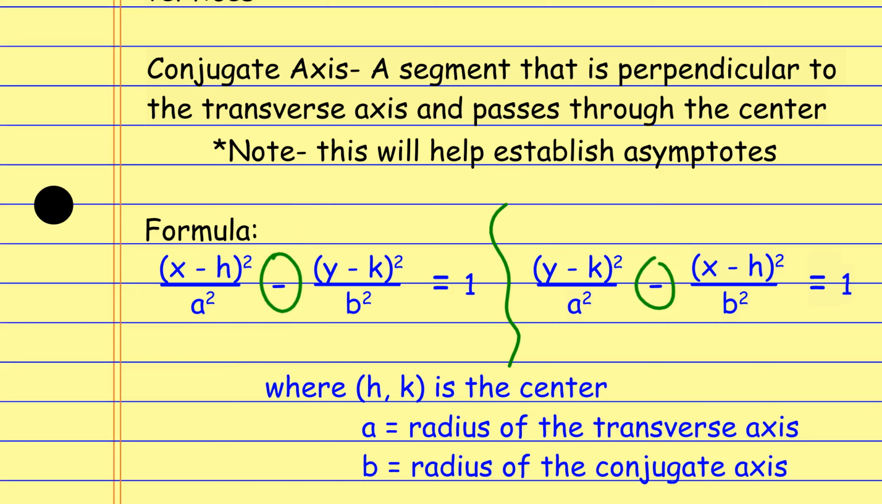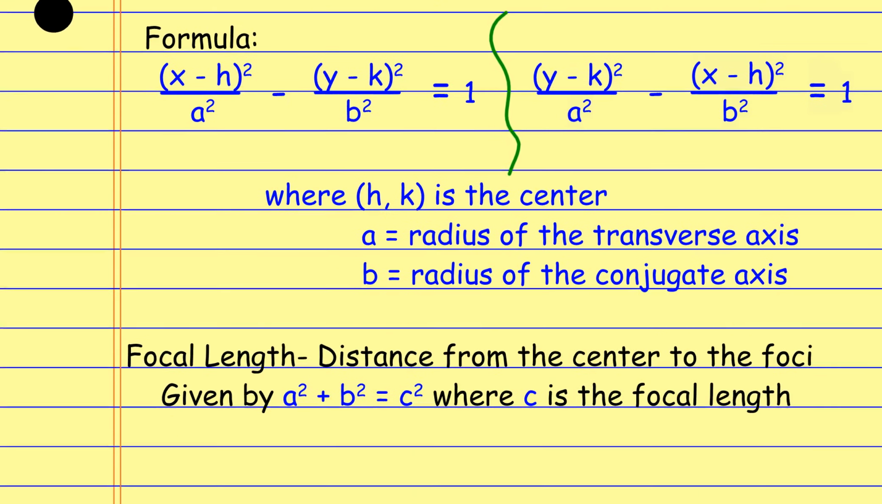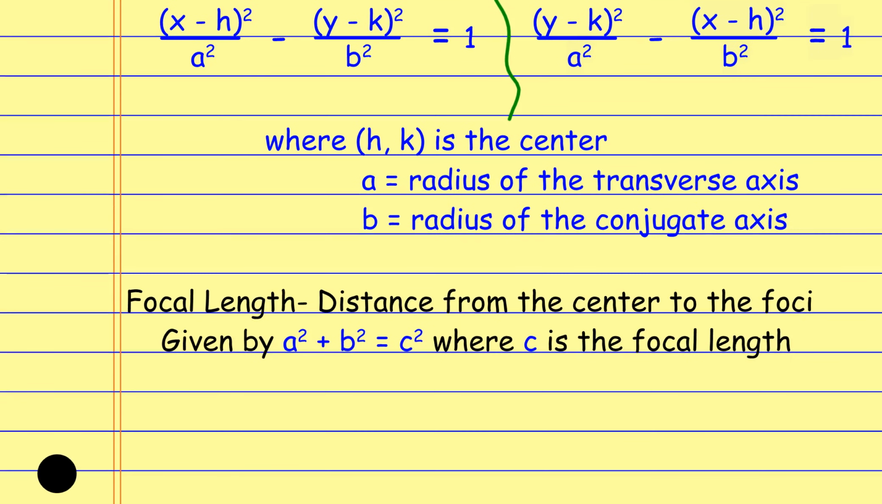It's not based on the size of those denominators anymore. Okay? So h, k is still the center, a is the radius of the transverse, b is the radius of the conjugate. And then the focal length, we have one more formula here for focal length.